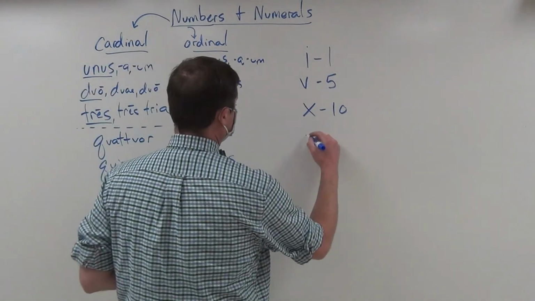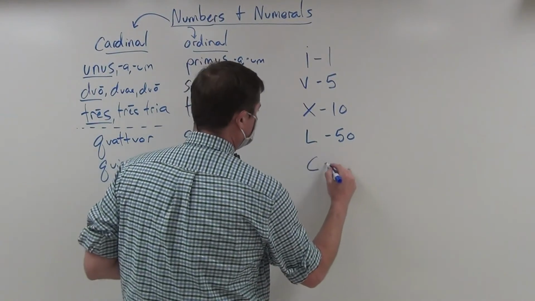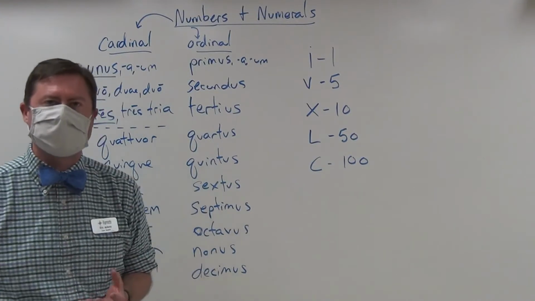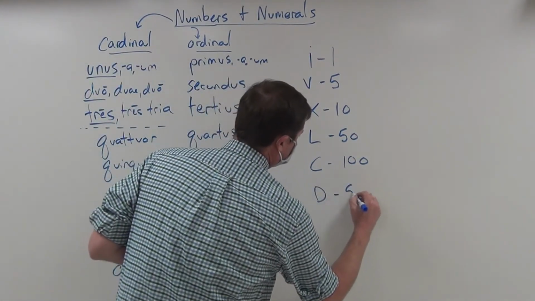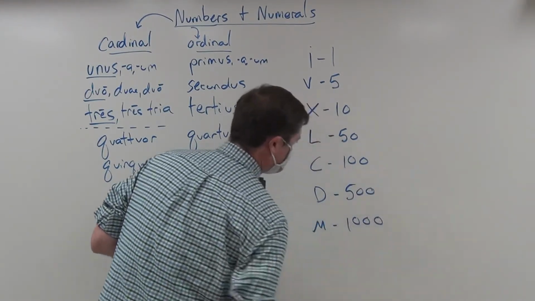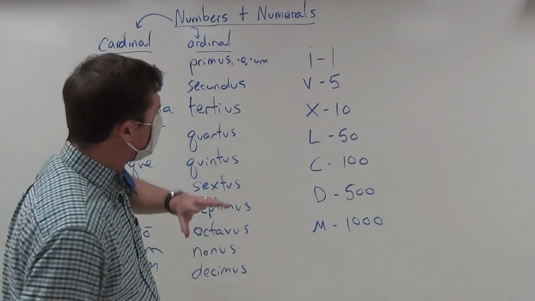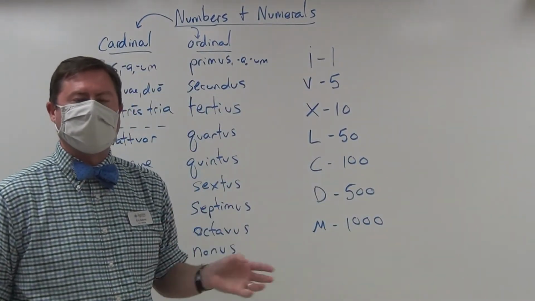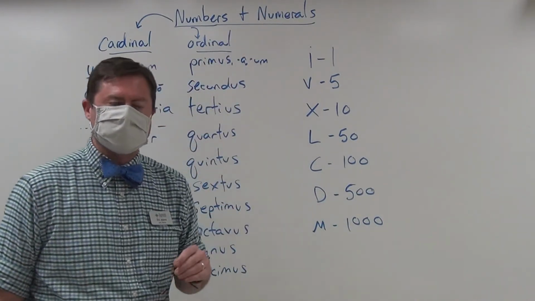The next that they have is L, which is 50. C, which is 100. Think of it as centum, the Latin word century. D, which is 500. And then M, which would be 1,000. Now, if you were to have a Roman numeral placed in front of you, there's a system by which you would actually be able to calculate the number. Go ahead and stop it.